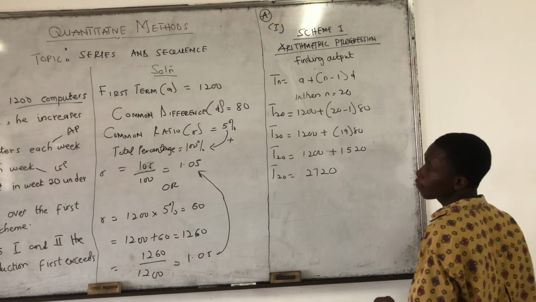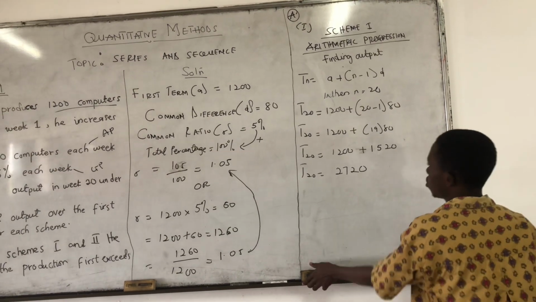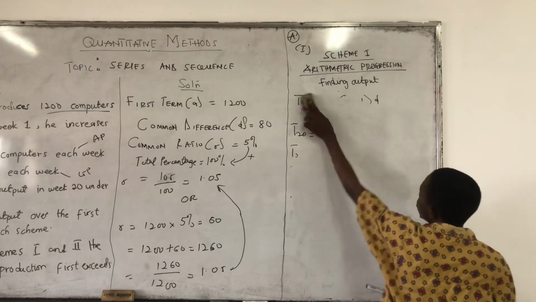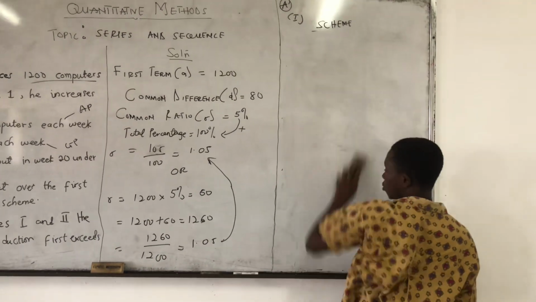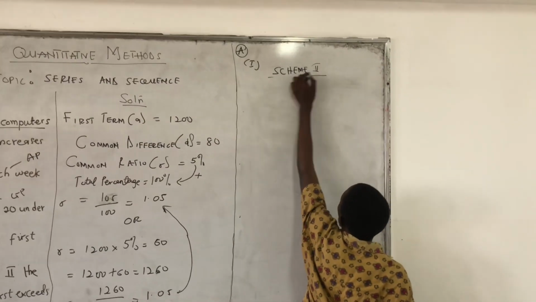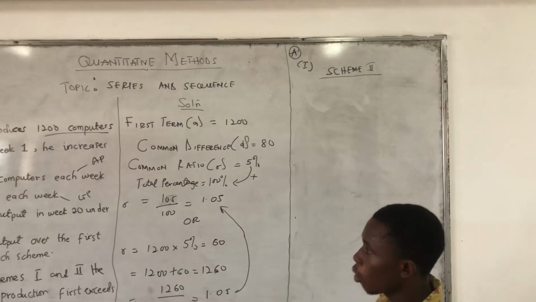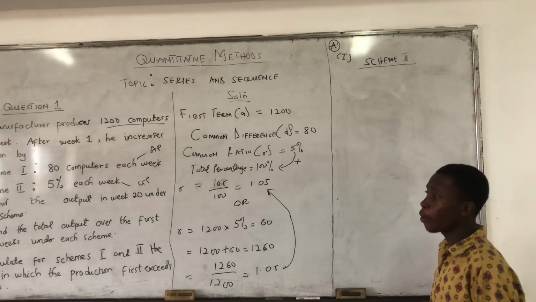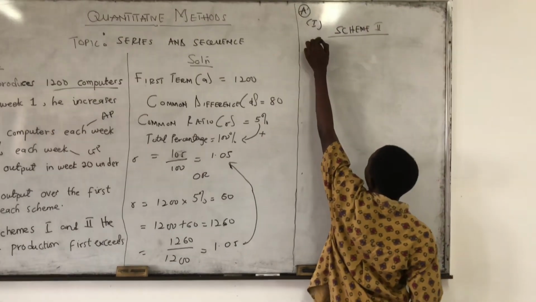So I'm going to find the same output, but now I'm going to use Scheme 2. So Scheme 2, finding the same output. But with Scheme 2, we're given it in percentage. And I explained to you that when it's given in percentage, we are definitely going to get a ratio. And with the ratio, it is geometric progression. So Scheme 2, geometric progression.